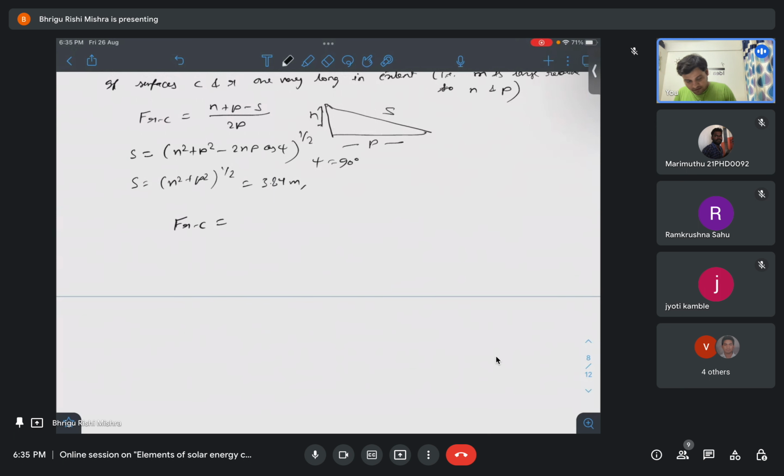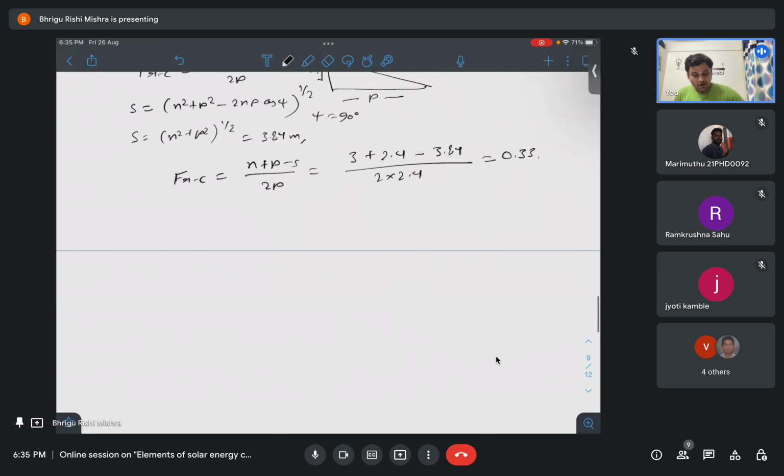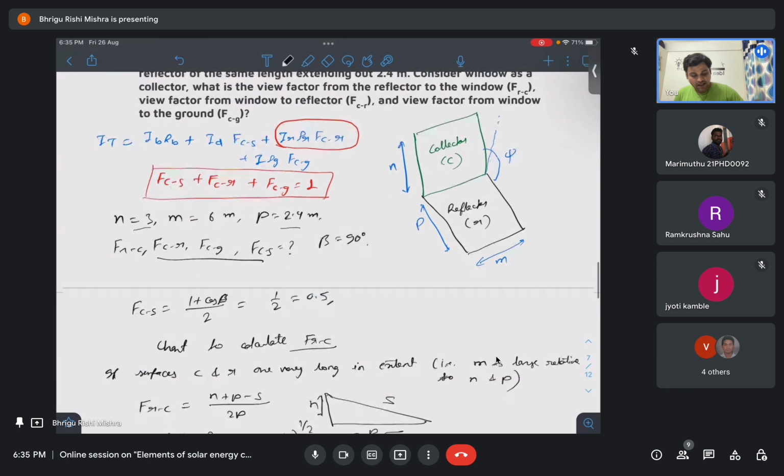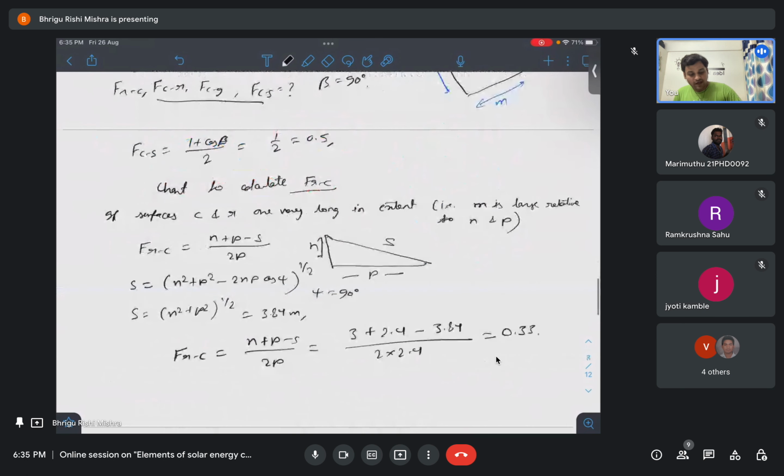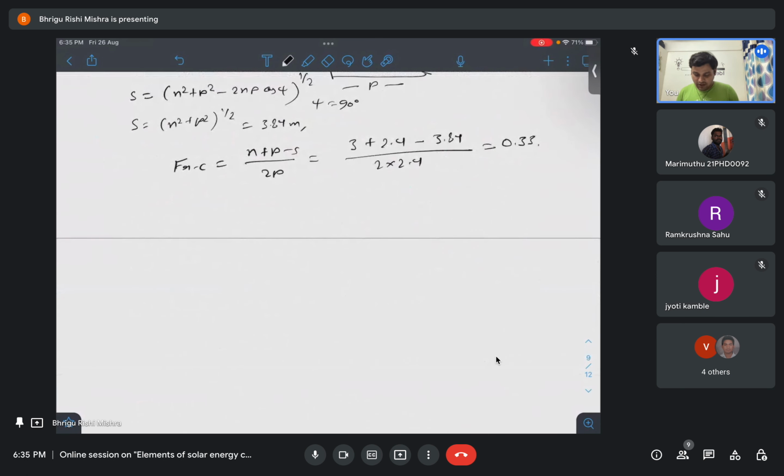Okay, so FRC is N plus P minus S by 2P, and by putting the values N equals 3, P 2.4, and as we calculated here 3.84, by 2 times 2.4, you'll get 0.33. Okay, so this FRC is 0.33. Now we need to calculate FCR. For the FCR we can use the reciprocity theorem.